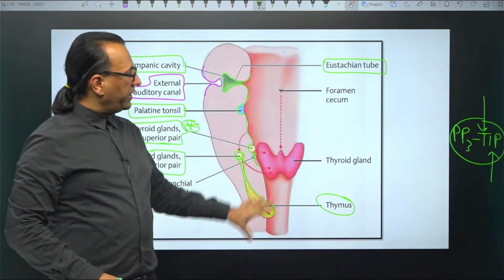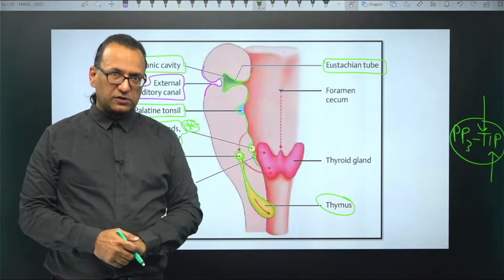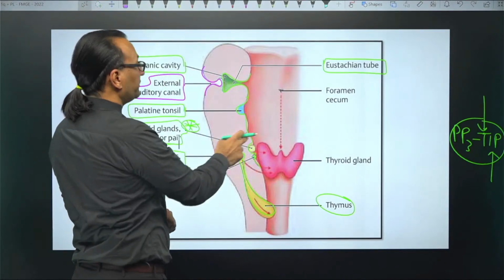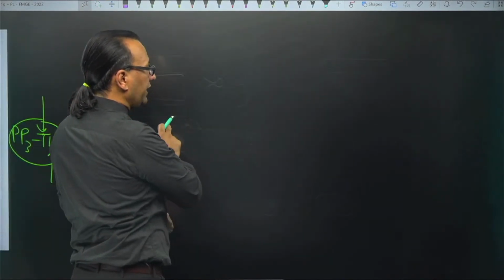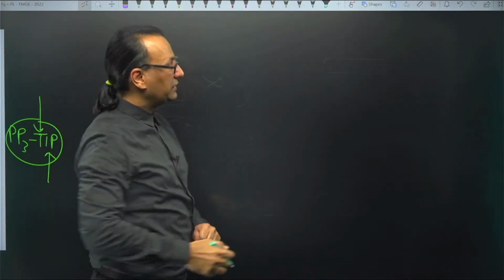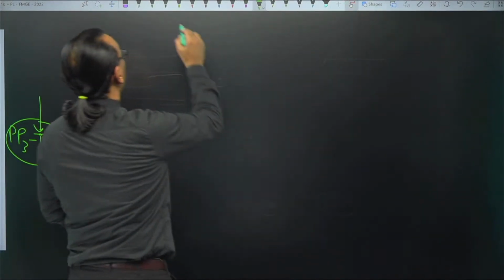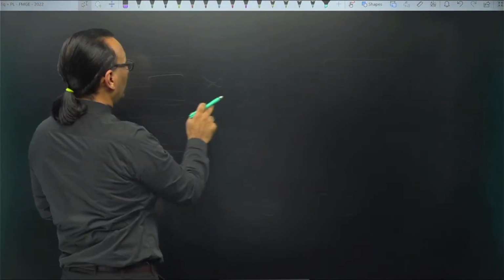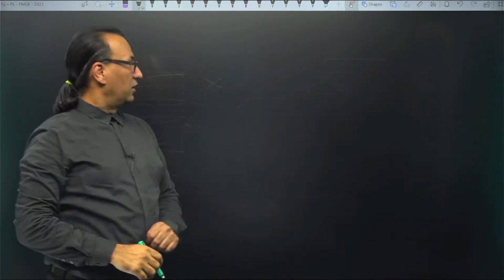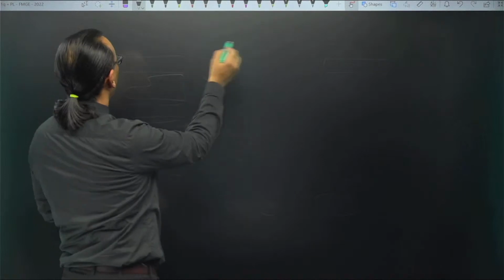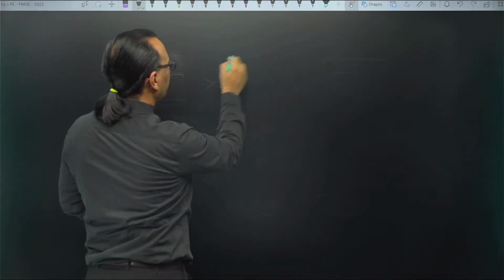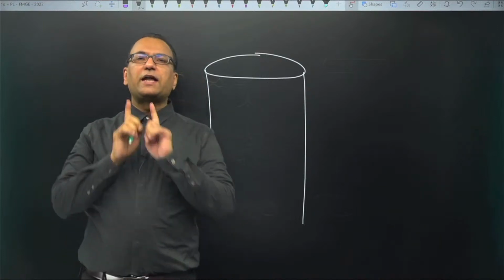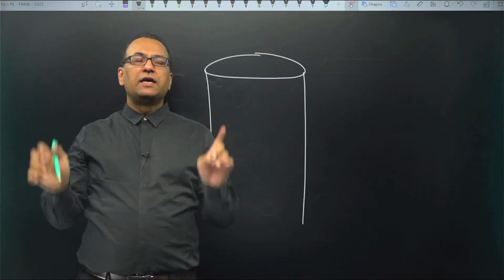Now what we do is we'll draw this diagram ourselves to discuss some more details, because you keep getting a question on ultimobranchial body also. So what about this ultimobranchial body then? You see, we are talking about the primitive pharynx here. So let us draw the primitive pharynx. This is the primitive pharynx here, and you are looking at the lateral wall of the pharynx.